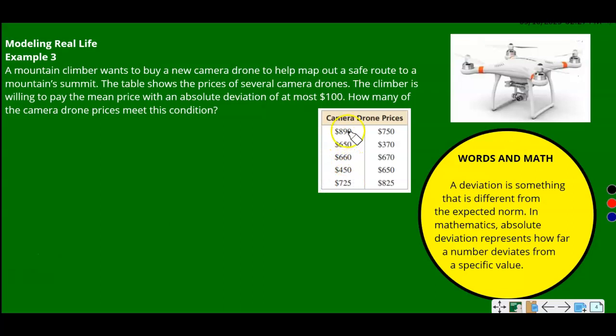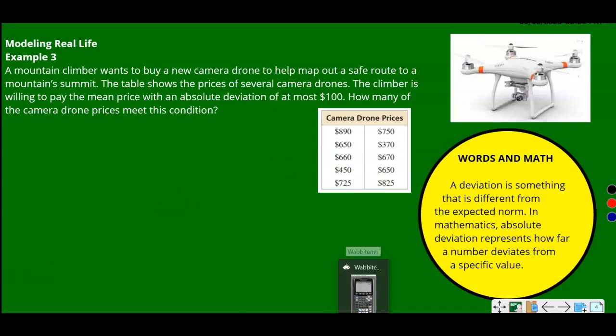You can see that there are 10 numbers. There's 5 in this column and 5 in this column. The first thing we need to do is find the mean. So take these 10 numbers, add them up, and divide by 10. To find the mean, or the average, you add up the values and divide by how many values there are. So add these up, divide by 10, and that's a good place to start.